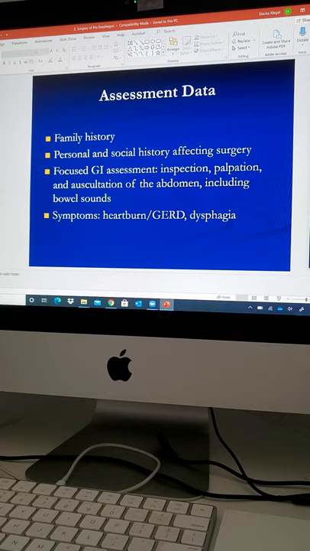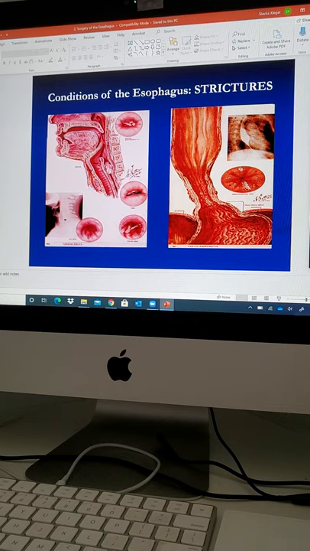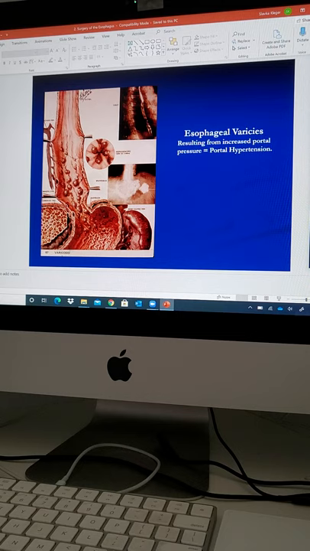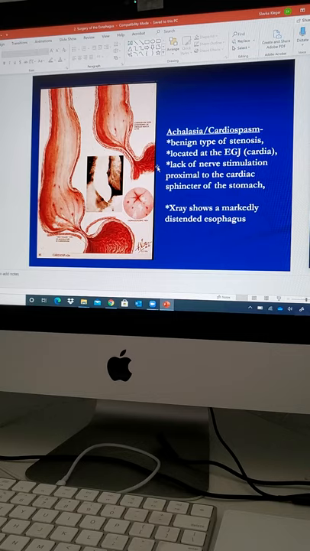So let me just scroll quickly through it. Sorry, I didn't move the pictures. So this is a stricture. This is the stenosis. Here is another stricture. Continue. Here is the varices. Okay, here are the distended vessels. Over here is the achalasia. Okay, so this is the stenosis. Okay, and this is that esophageal junction. So what do you have to do? You have to keep it open, okay?